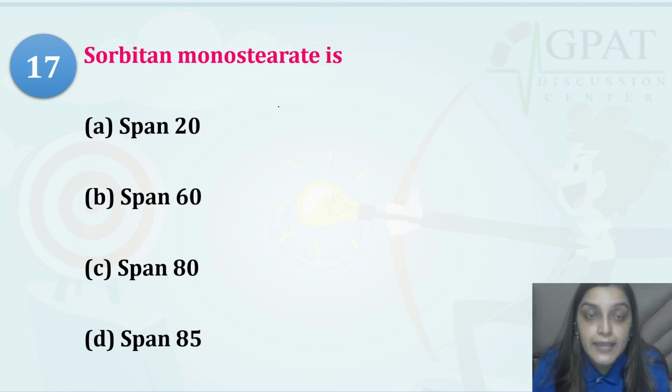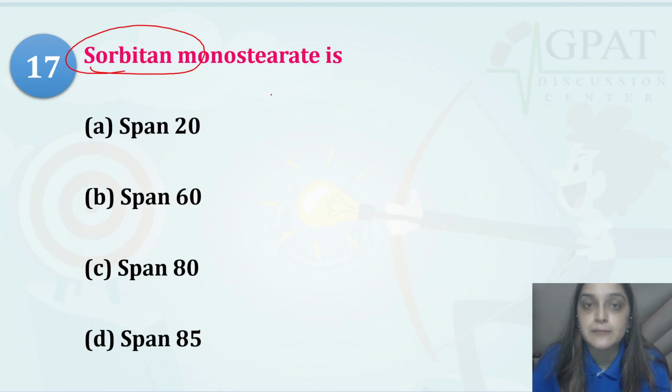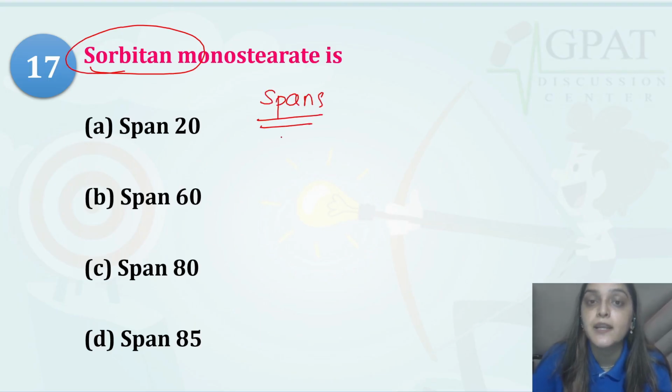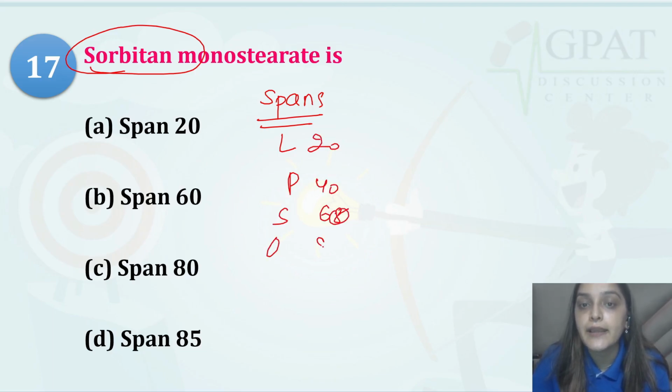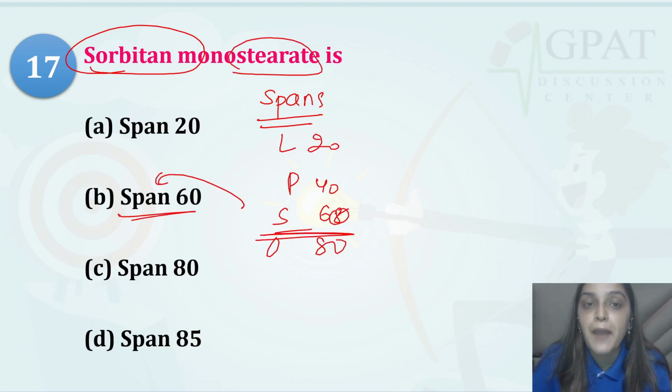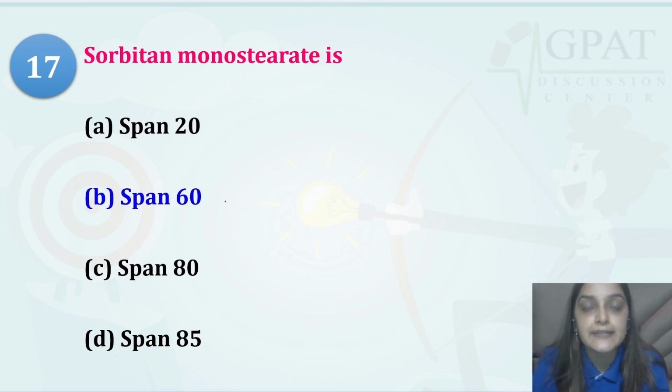Next question, again on the Tweens and Spans, they are quite famous. Okay, so we have sorbitan monostearate, right? Sorbitan, you remember, Spans; polysorbates are Tweens, right? So we have Span 20, 40, 60 and 80, right? So we have monostearate. So the stearate ones are 60. We have Span 60 as our correct answer.